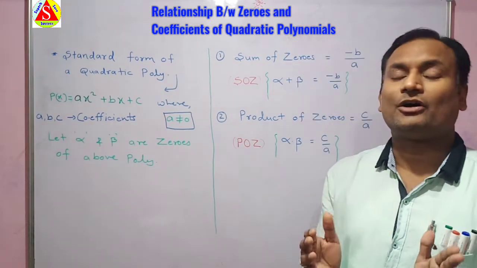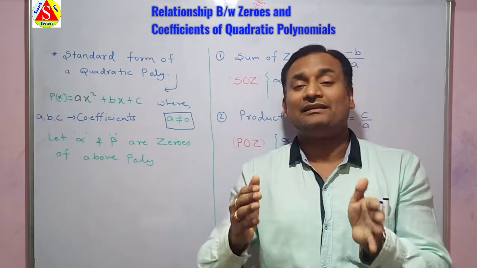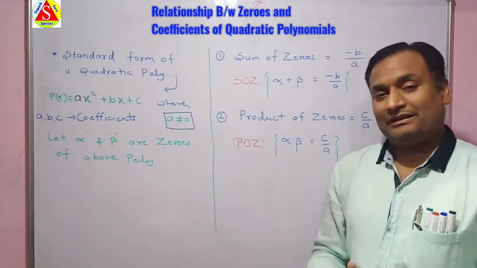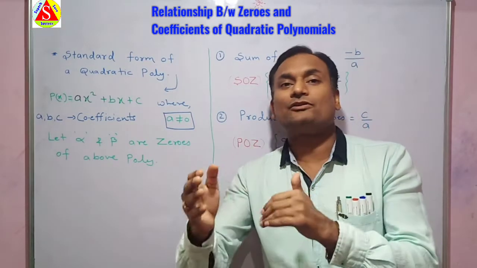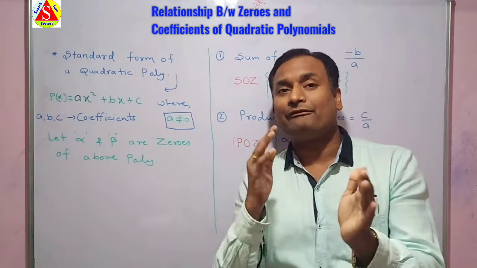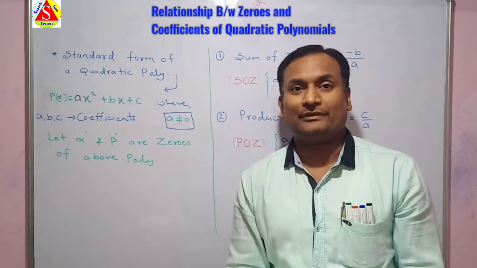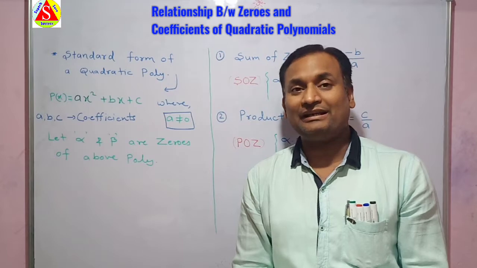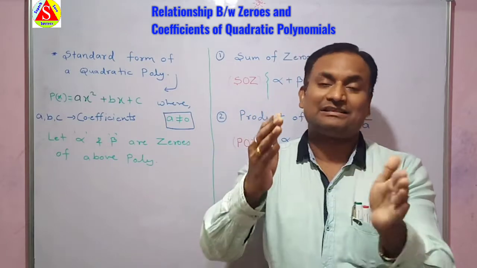So dear students, the topic of today's video is the relationship between the zeros and the coefficients of a quadratic polynomial. In the previous video we discussed the zeros of a polynomial: what is the meaning of zeros and how can we find the zeros of a linear as well as a quadratic polynomial. Then after that we solved exercise 2.1 of the NCERT book.